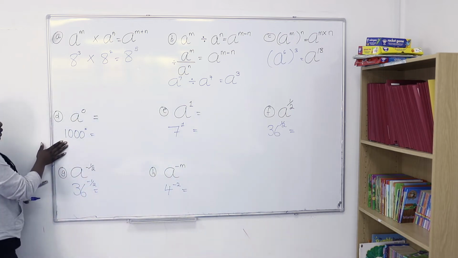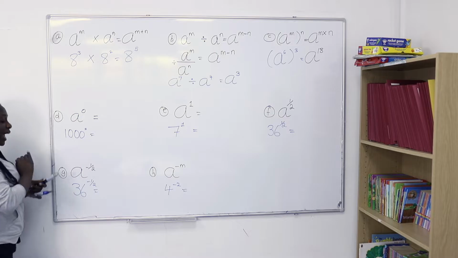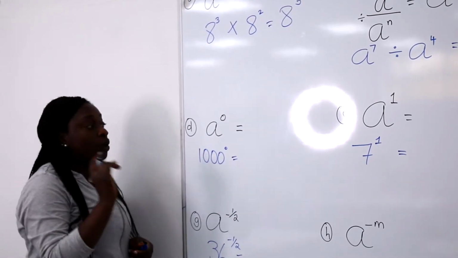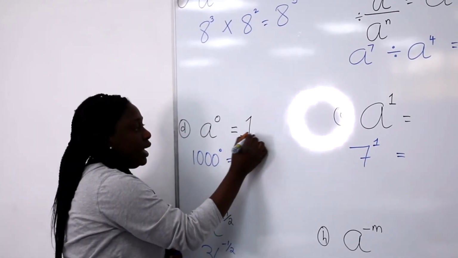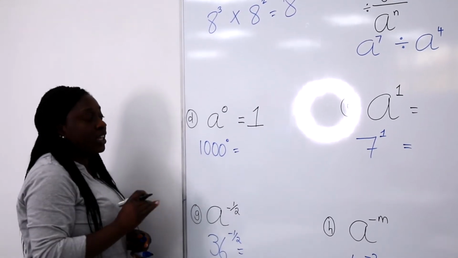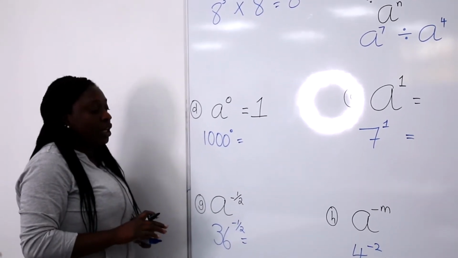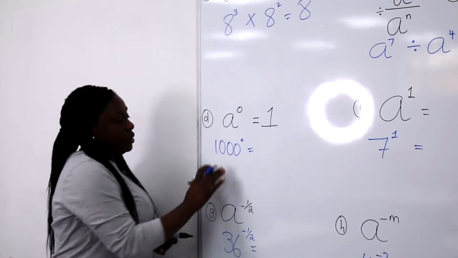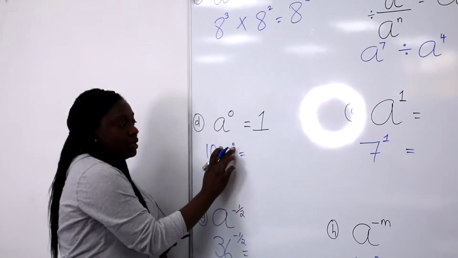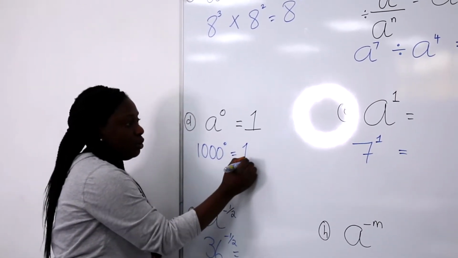Still moving on. A to the power of 0. Anything to the power of 0 would give you a 1. Anything to the power of 0 will give you a 1. It doesn't matter how big the number is, you would always get a 1. So here's an example. 1,000 to the power of 0 would change to a 1.